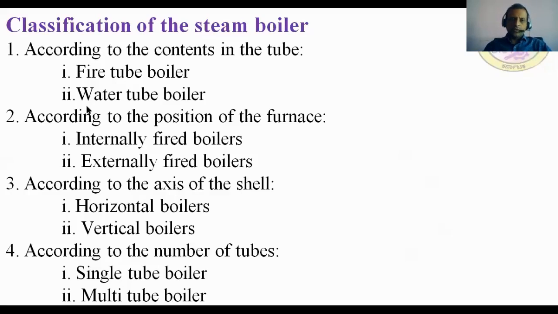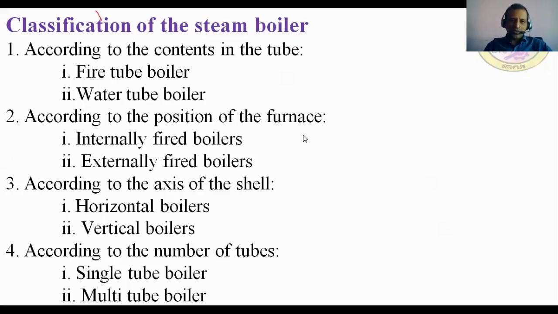So the classifications of the steam boiler. The first one is according to the contents in the tube: fire tube boiler or water tube boiler. Fire tube boiler means the fire is inside the tube and water flows around it. Water tube boiler means water is inside it and fire flows around it. So this is a fire tube boiler and water tube boiler.